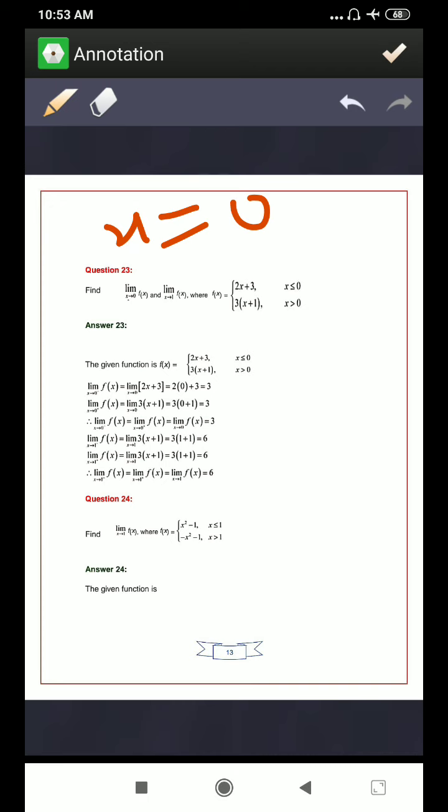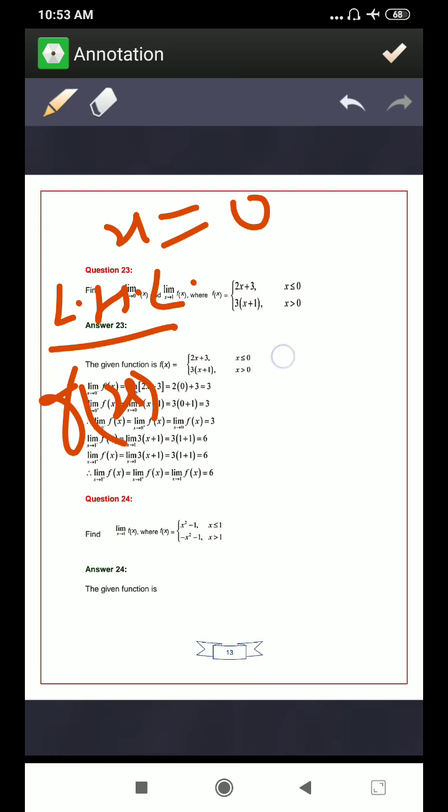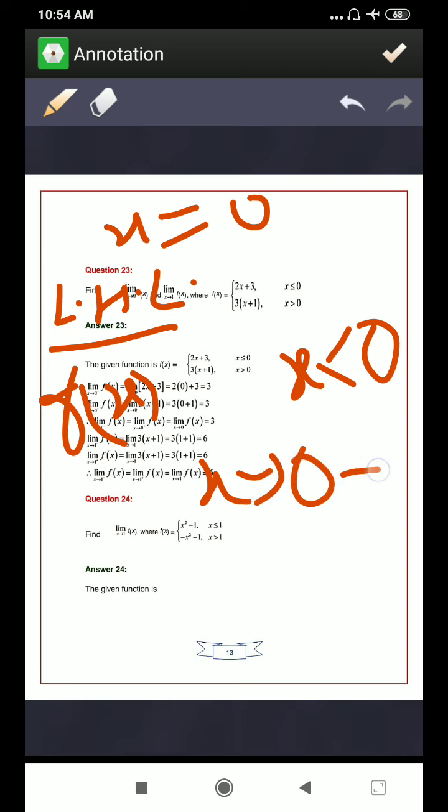We have to calculate the left hand limit. Whenever you have to calculate the left hand limit, we'll consider f(x) equal to the function which is defined for x less than 0. In all these questions, you have to follow this. In the left hand limit, we'll write x tends to 0 minus. For this, we'll take f(x) equal to that function which is given for x less than 0, like in this case.